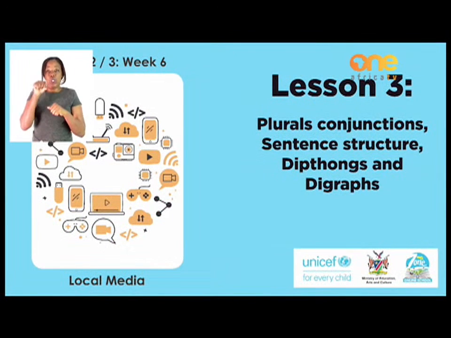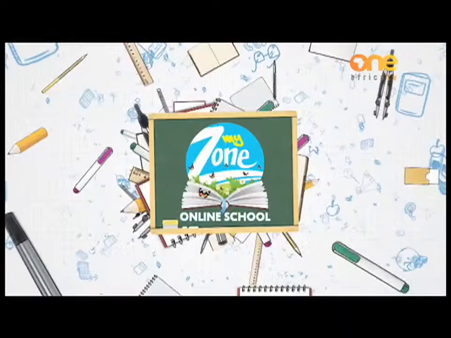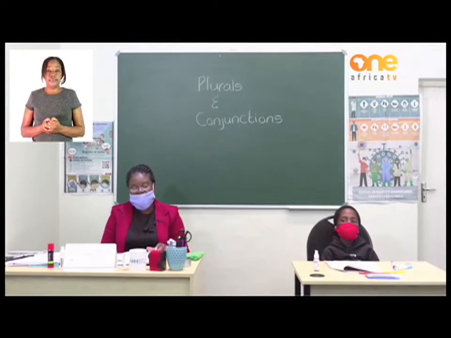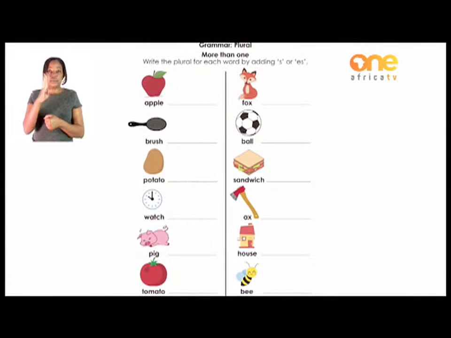Our lesson for today will be plurals, conjunctions, sentence structure, diphthongs, and digraphs. Okay, let's go over to page 14 together with the grade 2s. But the grade 3s, you are also welcome to revise with us. We are going to learn about plurals.